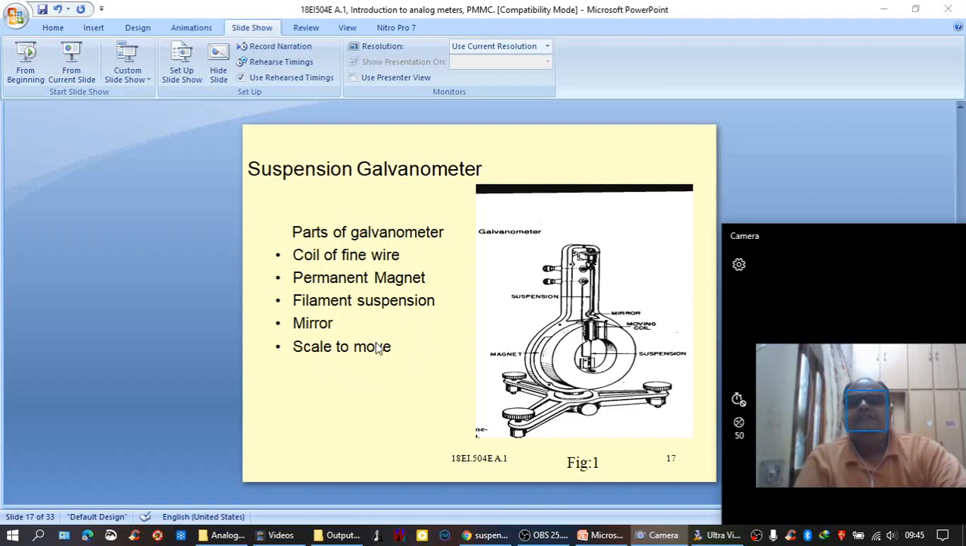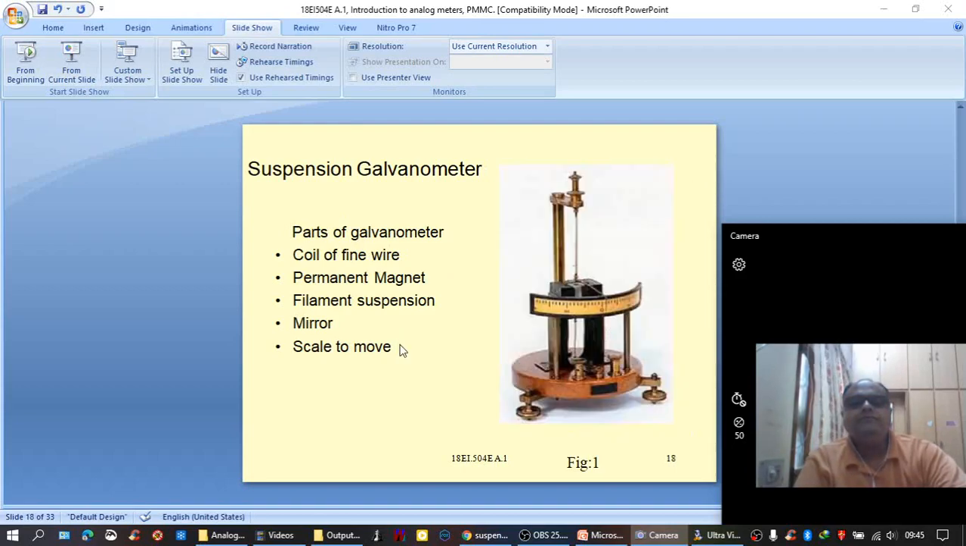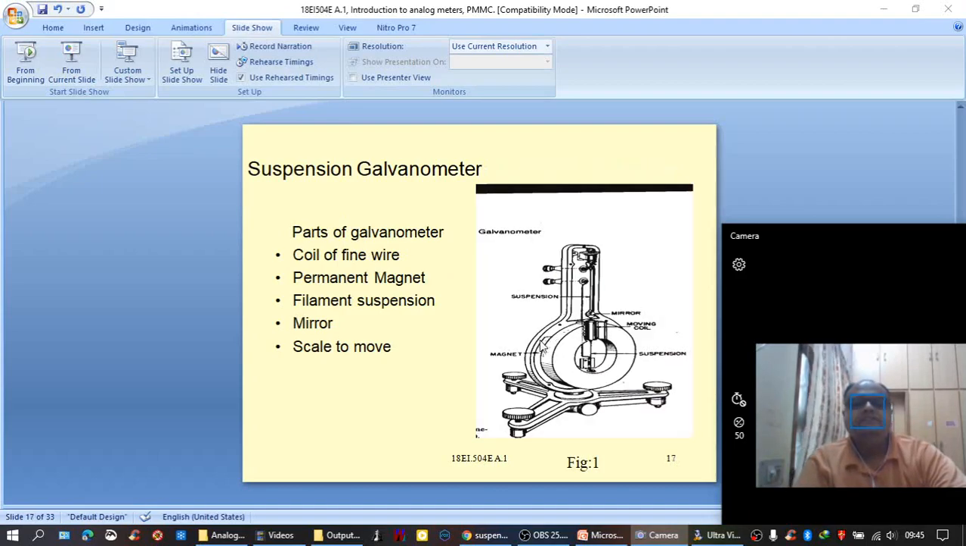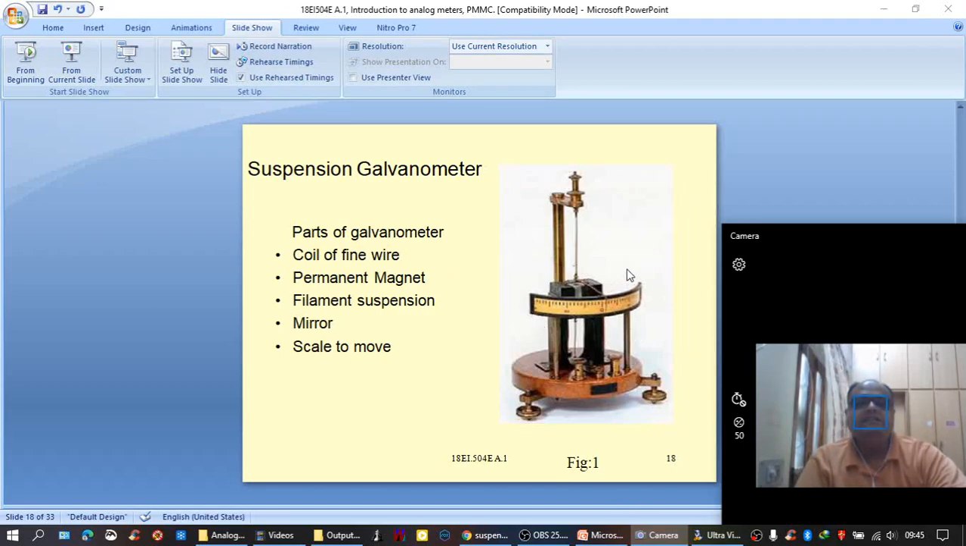Next, of course, scale to move. There would be a calibrated scale, and that scale is used to give the visual display of the reading. Just like this, you can see here in this case. In the previous case, scale is not visible, but here you can see the scale clearly, and a pointer also is there, and a mirror placed here.